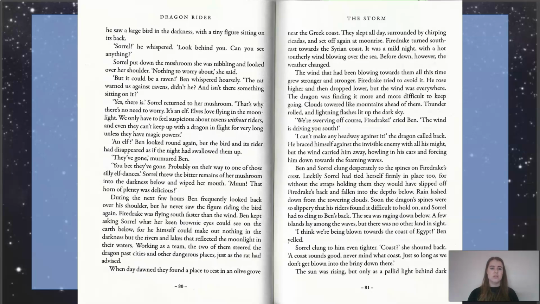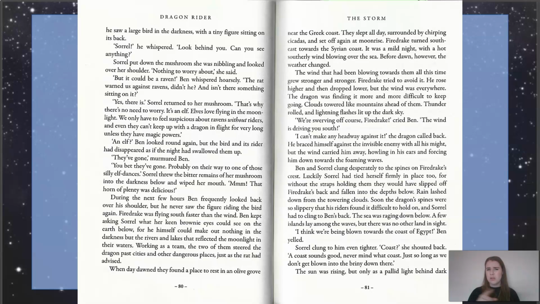"Yes, there is," Sorrel returned to her mushroom. "That's why there's no need to worry. It's an elf. Elves love flying in the moonlight. We only have to feel suspicious when ravens fly without riders, and even they can't keep up with a dragon in flight for very long unless they have magic powers." An elf? Ben looked around again, but the bird and its rider had disappeared as if the night had swallowed them up. "They've gone," murmured Ben.